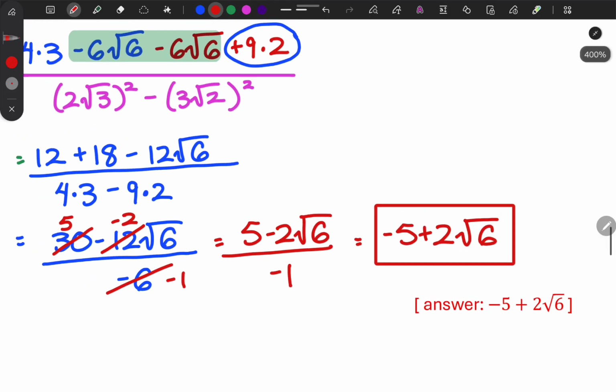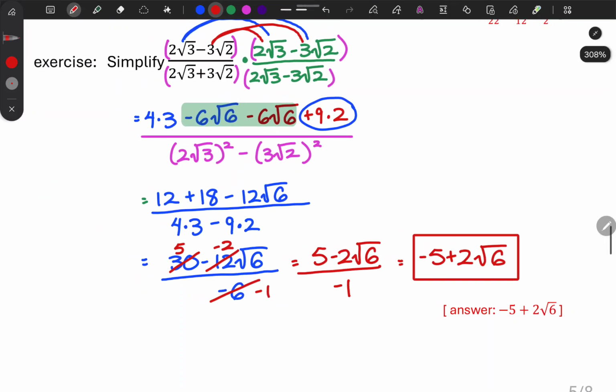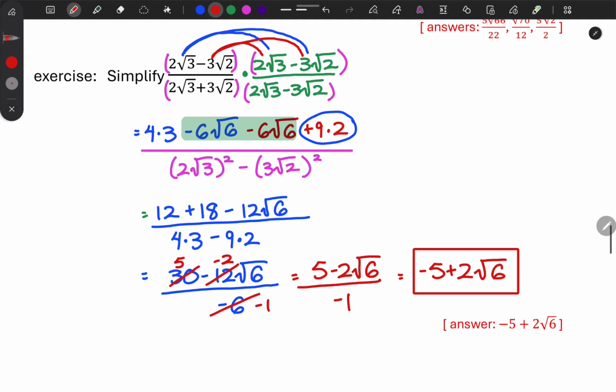Okay. This one right here is a really good example of the level of simplifying you need to be able to do. So you need to be able to multiply by the conjugate when you have multiple radicals in the denominator. You need to be able to combine any like terms and then also reduce your fraction and your radical as much as possible. All right, and that's it for today.